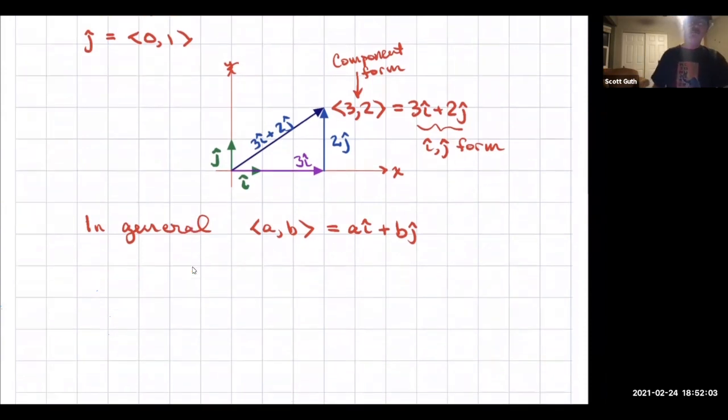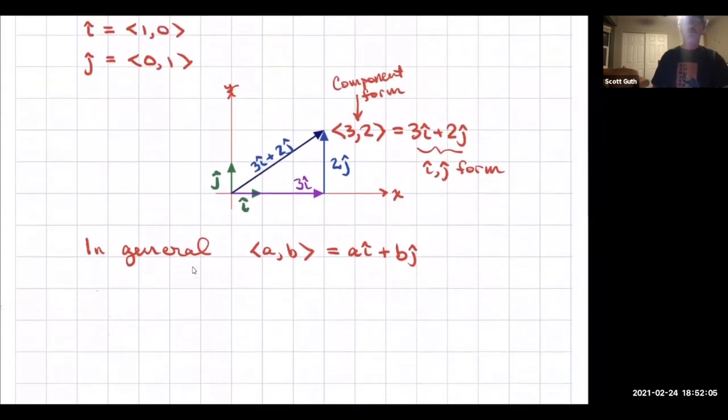The component form with the 3, 2 takes less writing. So that's what I'll prefer. But I understand your physics teachers will write 3i plus 2j. And so you're welcome to use either form that you like. But in your mind, obviously, you'll need to be able to go from one to the other.